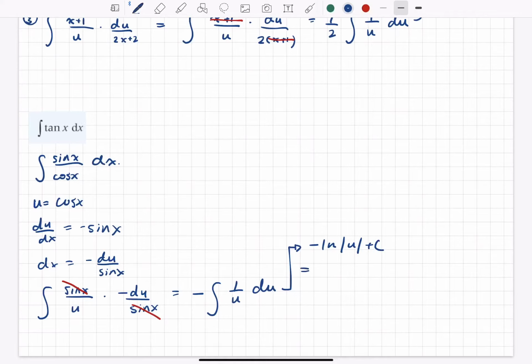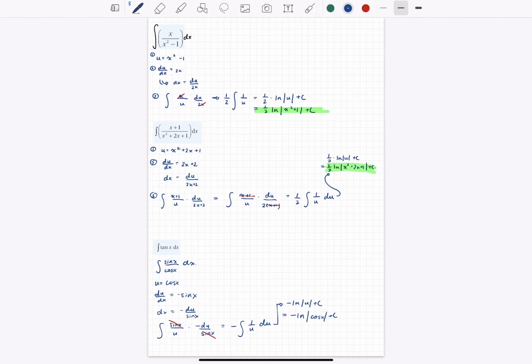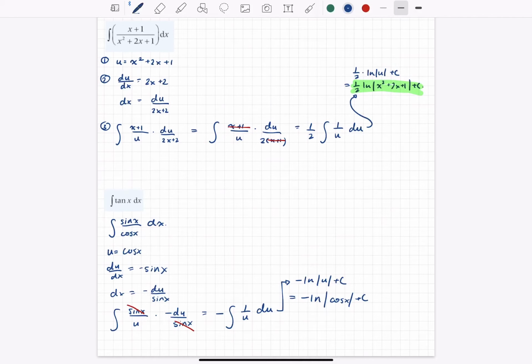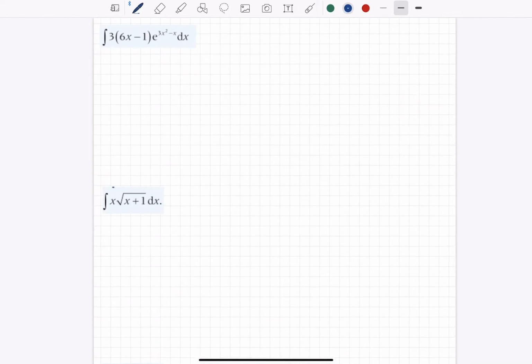And the final step is really easy. We just plug back in for u: negative ln absolute cos x plus c. And that's how you do it. So these were a bit of beginner problems, and we're going to jump to some more intermediate ones right over here.